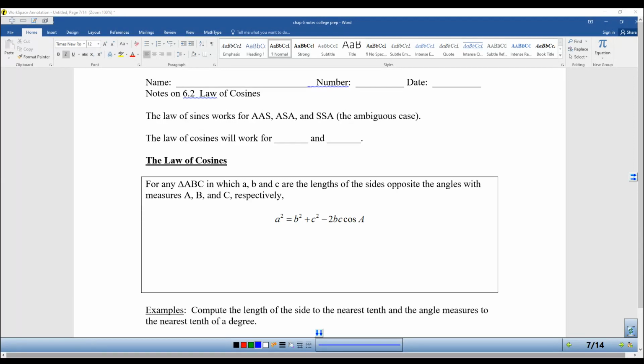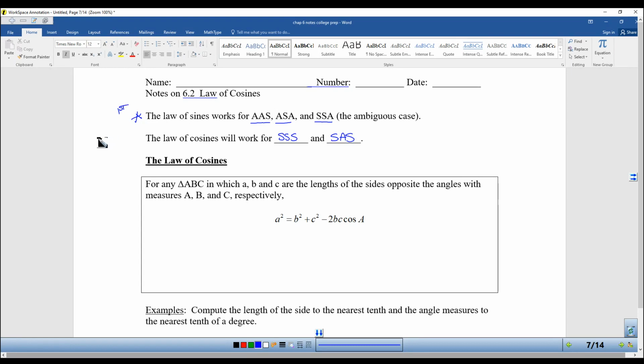In section 6.1, we learned about the law of sines, which works for angle, angle, side, and angle, side, side, which remember is the ambiguous case. The law of cosines is going to work if you're given 3 sides or if you're given 2 sides and the included angle. Although I have to tell you, I don't really worry about trying to learn all these different possible combinations. I just always try the law of sines first because it's easier.